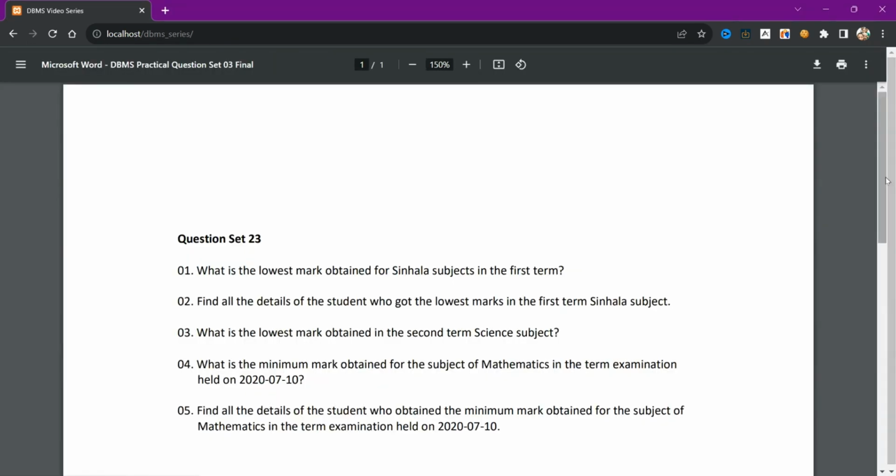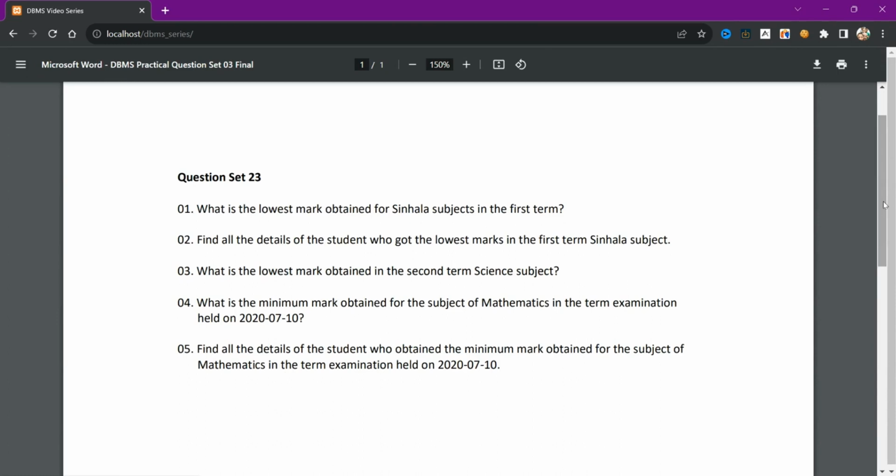It is a continuation of question set number 16, which we studied in the 16th video of the DBMS question set 50 series videos. As usual, they have given 5 questions and we need to write queries for these questions. So let's see the first question.